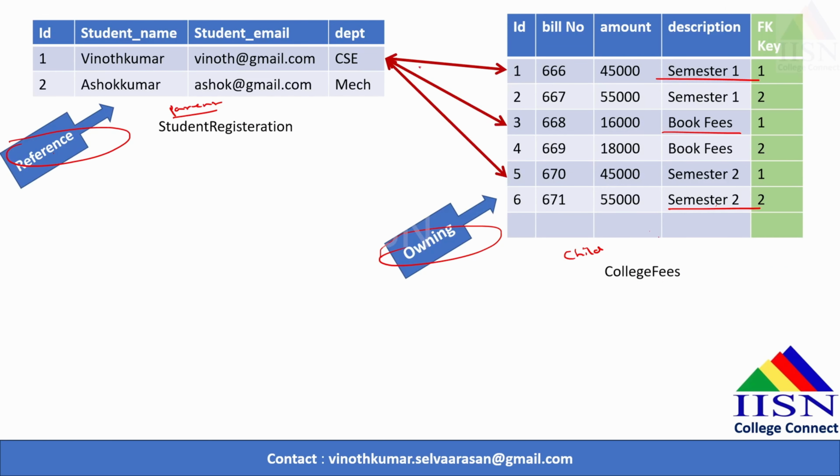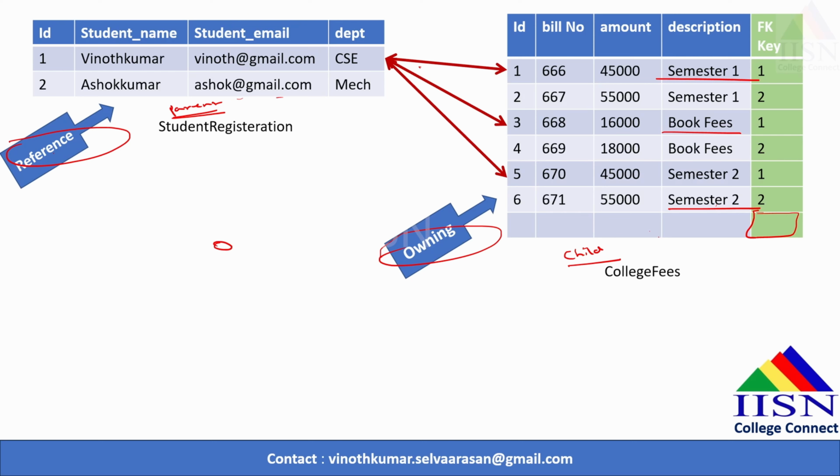Likewise, this is the relation between the student's registration and the college's fees. Here one instance is related to multiple instances of the other table. The table which holds the foreign key is called the owning table, and the table which the foreign key maps to is called the reference table. This table is called the parent table because it doesn't depend on another table. But this one is called the child table, because to insert a record in this table, it needs to know the student's registration number.